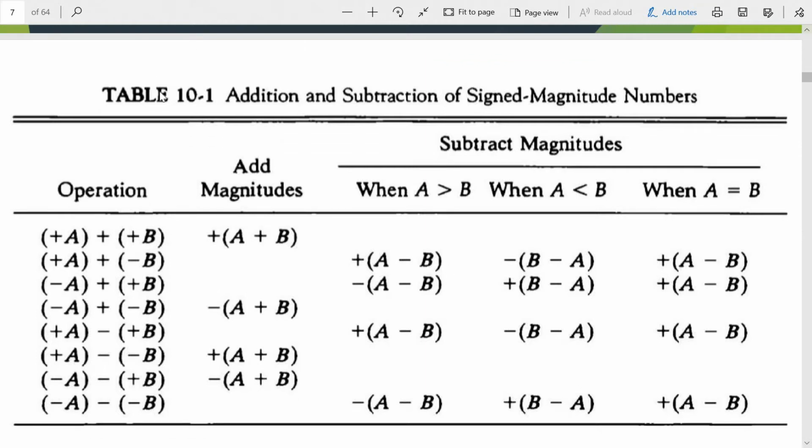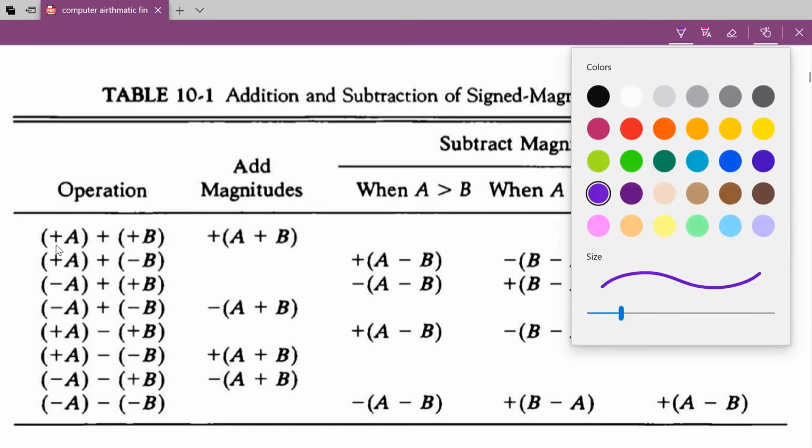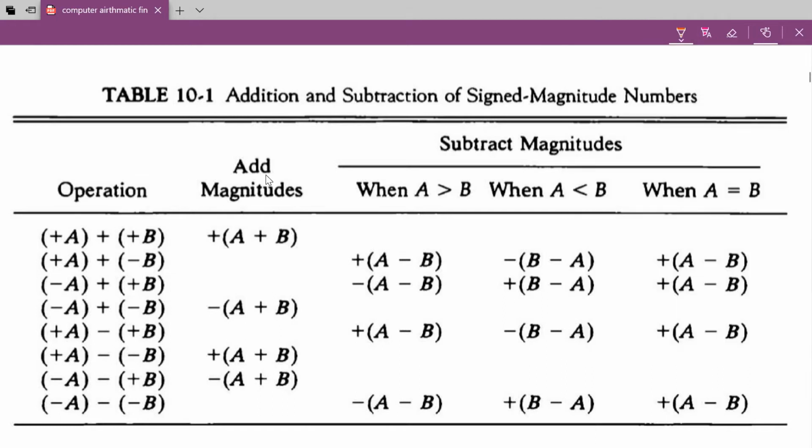In this case, we are going to observe an important tabular form, that is addition and subtraction of signed magnitude numbers. This tabular form shows how we are going to calculate the addition and subtraction operations. First column represents the operation. Second one, add magnitudes. Third one is subtract magnitudes. So here we are going to see different operations.